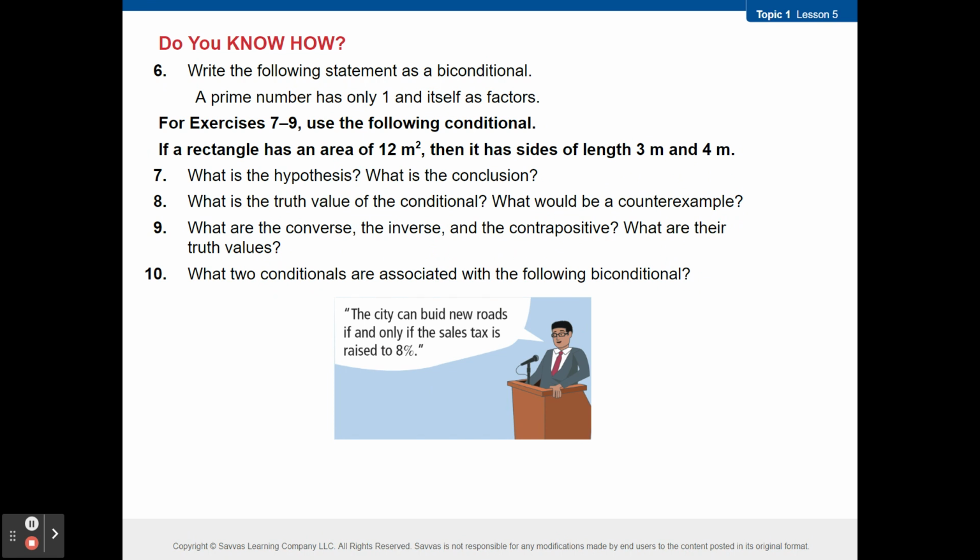And then what 2 conditionals are associated with the following biconditional? The city can build new roads if and only if sales tax is raised to 8%. So the 2 conditionals would be: if the city can build new roads, then the sales tax is raised to 8%. And the converse would be if the sales tax is raised to 8%, then the city can build new roads. Okay? Questions? Anything?